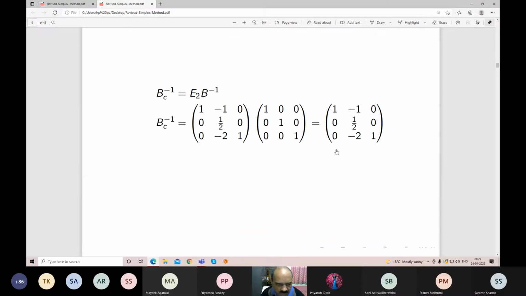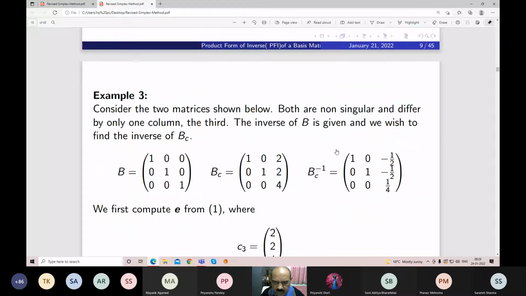Let us come to the third example. See, B and BC. The same column I am repeating. In the first attempt, I replaced the first column. In the second attempt, I replaced the second column. In the third attempt, I am replacing the third column.